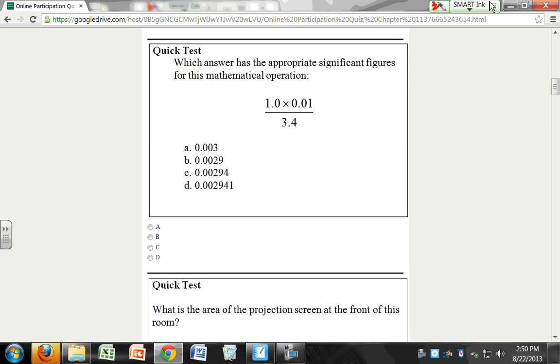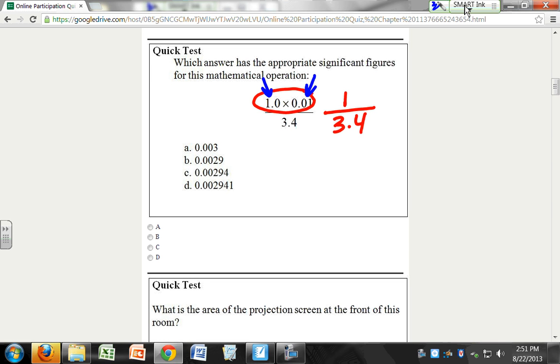Which answer has the appropriate sig figs in this operation? I want to take this in two steps. First, I do this part. That's 1.0 times 0.01. That's going to be just equal to 1 over 3.4. It's 1 because I keep the lowest number of sig figs, and this value had the lowest number of sig figs. It just had one significant figure, whereas this number had 2 sig figs, but I keep the lowest number.